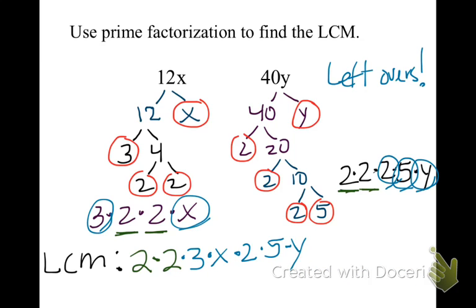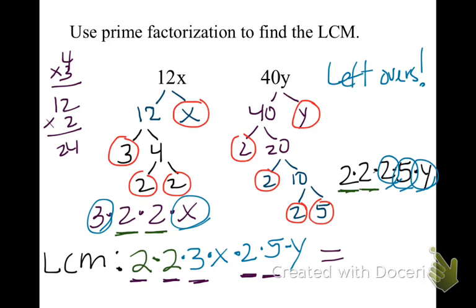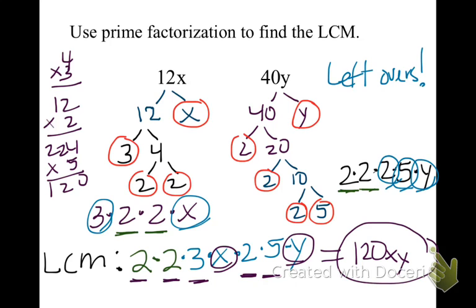So now I have all these numbers. What do I need to do? I need to multiply them. So I have 2 times 2 times 3 times 2 times 5, so I have 4 times 3, which gives me 12, times 2, which gives me 24, times 5, which gives me 120. But I also have an x, so x comes on the side. I have a y, comes on the side. So that is going to be my answer. Don't be scared of the variables. They just come along for the ride as well.